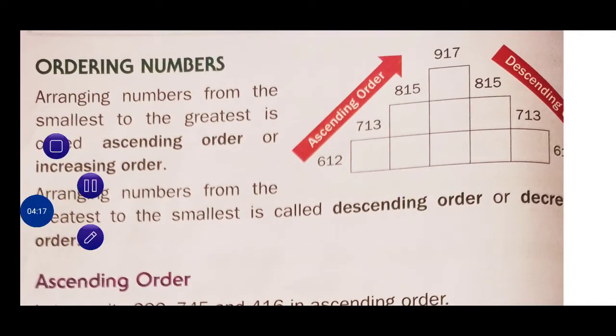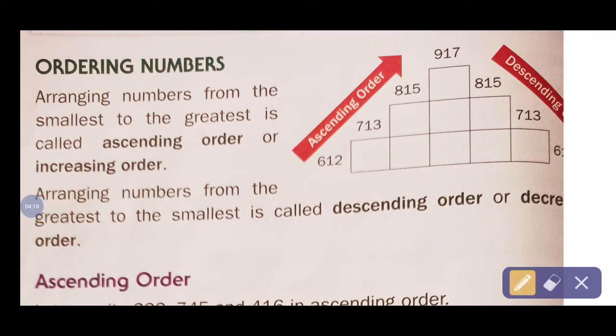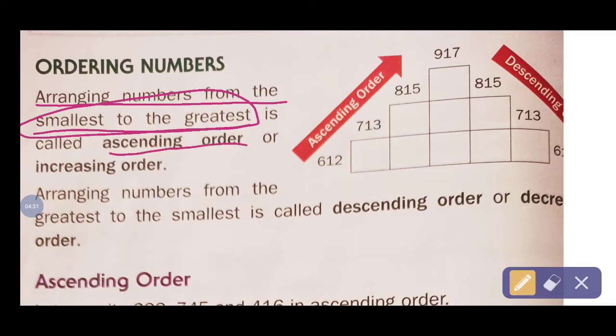Arrange the numbers from the smallest to greatest. This is very important. Smallest to greatest, meaning small to big, is called ascending order, okay, na? Or increasing order. One more name is there for that, that is increasing order.